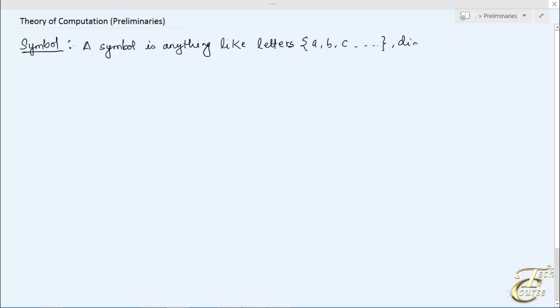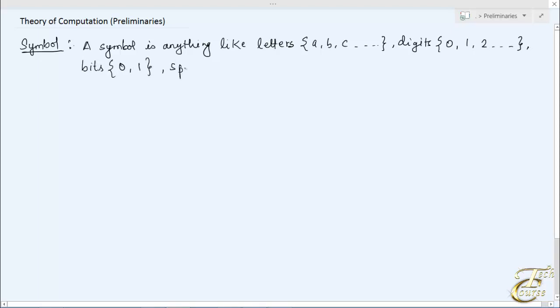So let's get started. First, symbol. A symbol is anything like letters A, B, C, and so on, digits 0, 1, 2, and so on, bits 0, 1, maybe some special characters like hash, dollar, plus, minus, asterisk, etc.